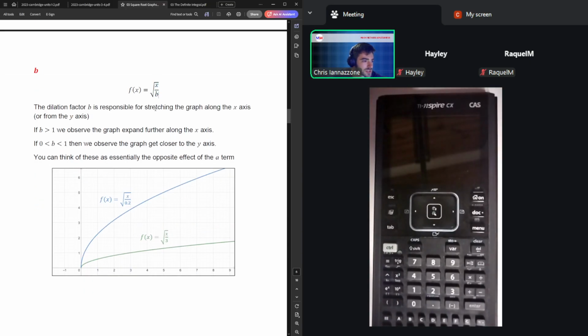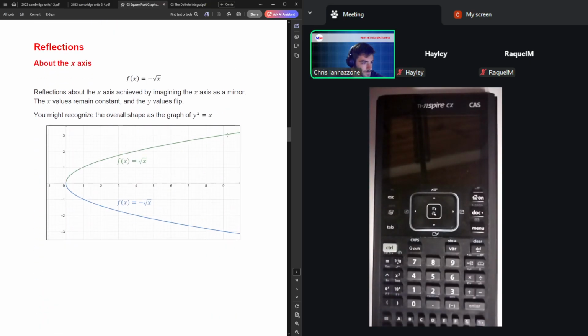Similar thing here with the dilation factor in the x direction. As that denominator gets bigger, it goes further in the x direction, and if it gets closer to 0, you get the opposite effect. These are more things to do to understand how the graph behaves, and less so when it comes to actually sketching it yourself.